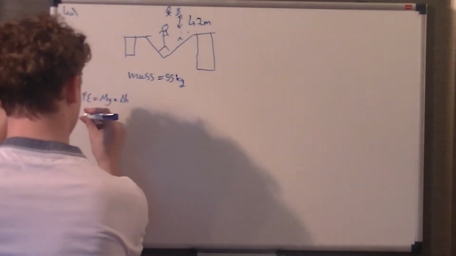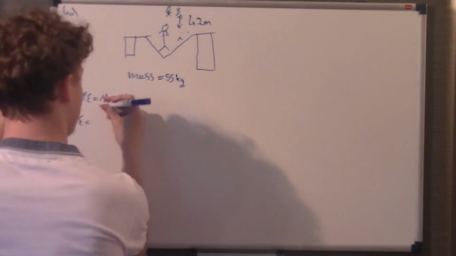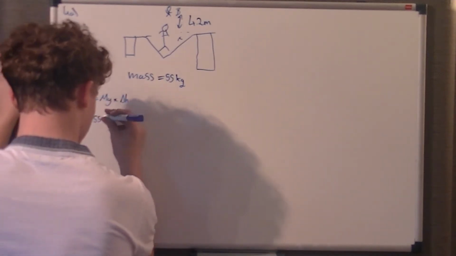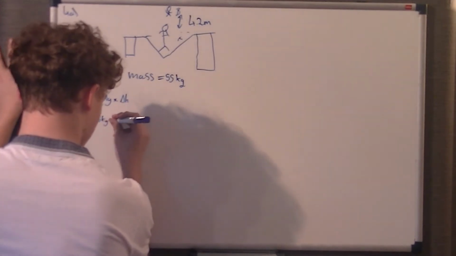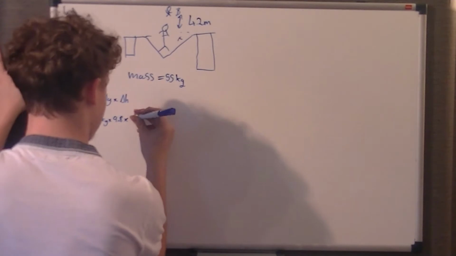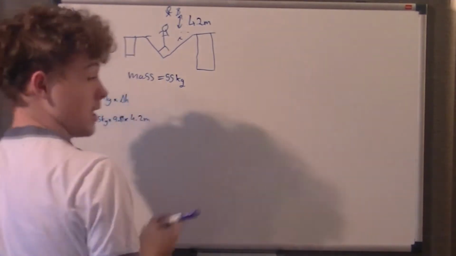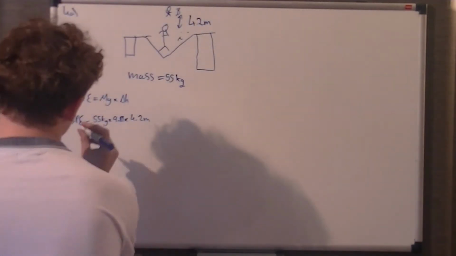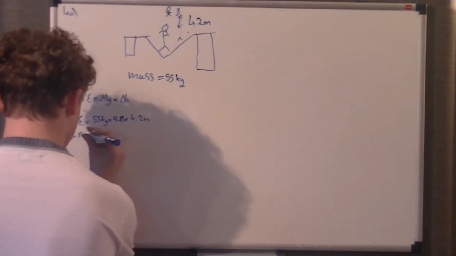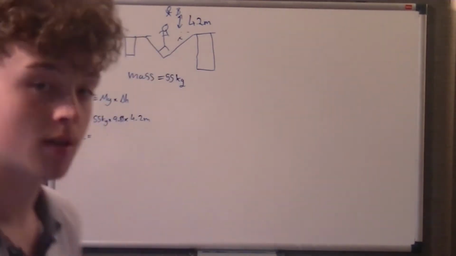So put it into our formula for GPE, equals 55 kilograms times 9.8 times delta h, which is 4.2 meters. Now for the more eagle-eyed viewer, I missed out the 0.01. So this means that GPE is equal, it's in our calculator.